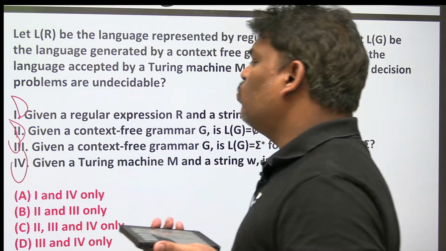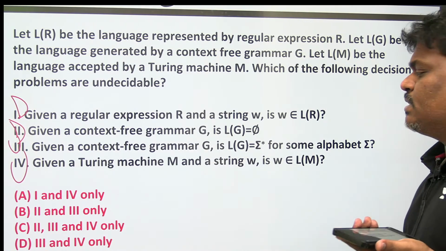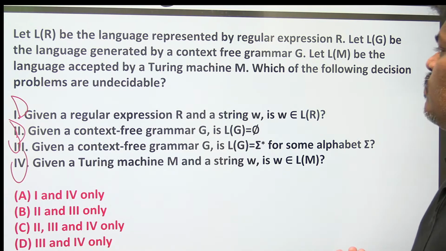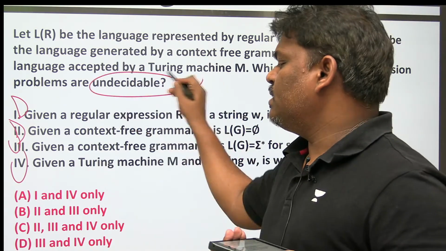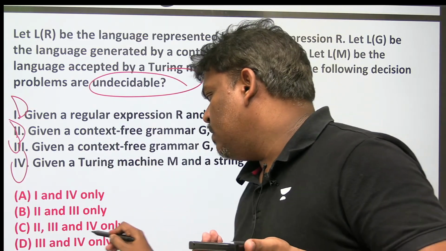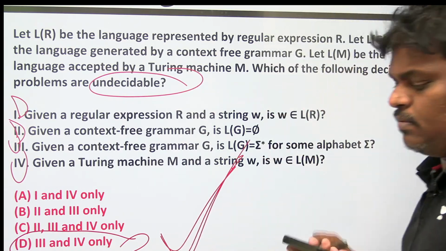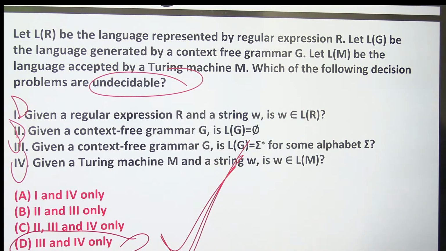So 1, 2 decidable, 3, 4 undecidable. What is the question asking? Which of the following are undecidable? Undecidable are these two: 3, 4. Answer is D.